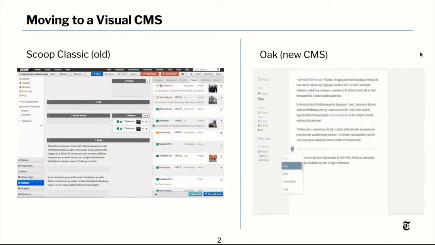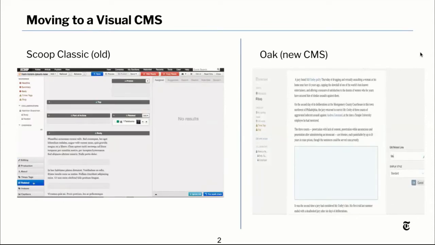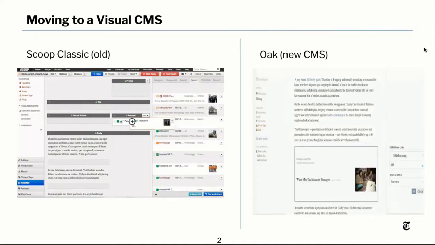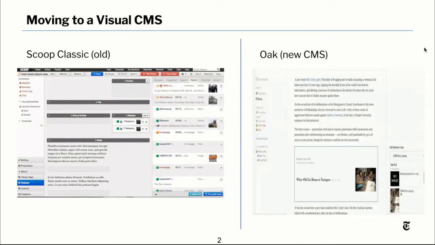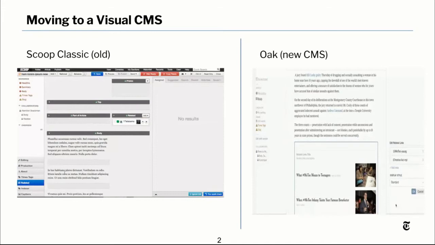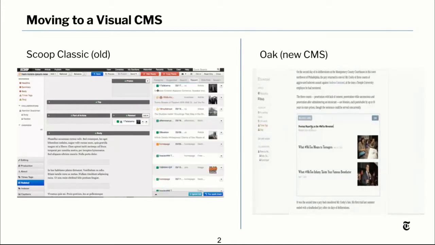But in Oak, which is the new system, it's very simple. You click on a plus sign. There's lots of content that you can add there. Everything is in one place, so you don't have to go to a new tab. This is just one example of how different the two systems are. Oak was designed to be more digitally oriented and represent what our readers were seeing when you were building your story. It was really meant to change how our journalists thought about and created their stories.